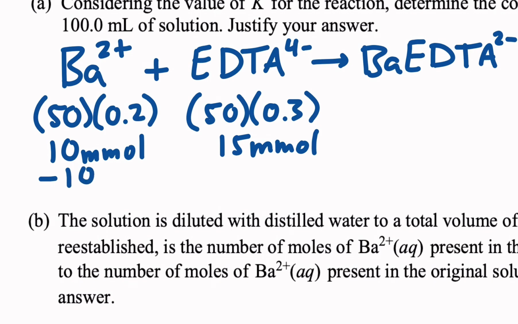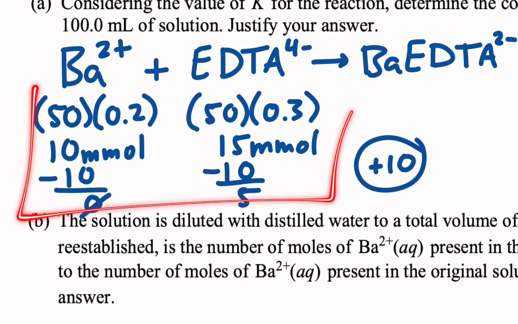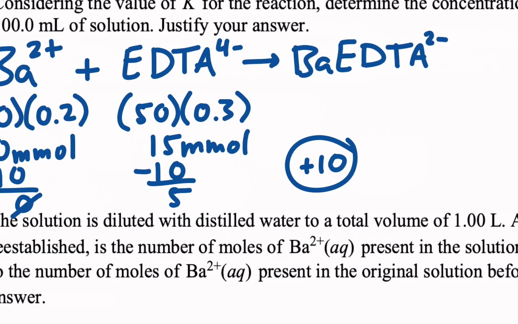So we lose all the barium. We lose a stoichiometric amount of the EDTA, which means I have 5 left over. But most importantly, we gain 10 of the barium complex ion. That's from my mole to mole to mole ratio, which is 1 to 1 to 1 in this case. It's kind of like a rice chart. I'm just using it to track the stoichiometry of everything.